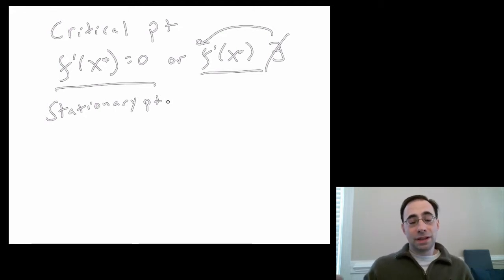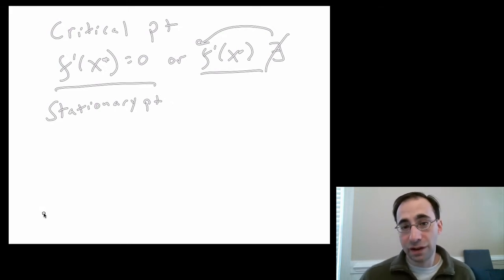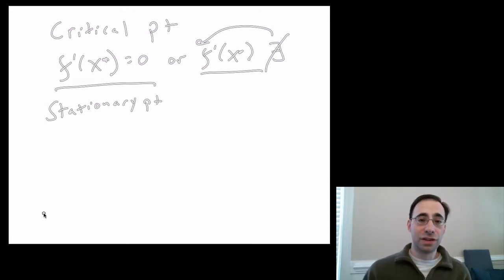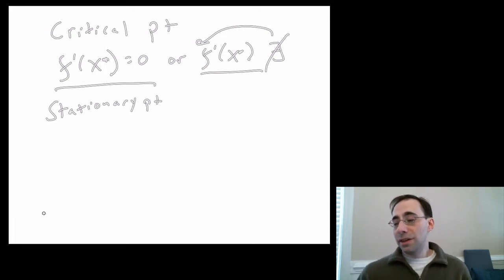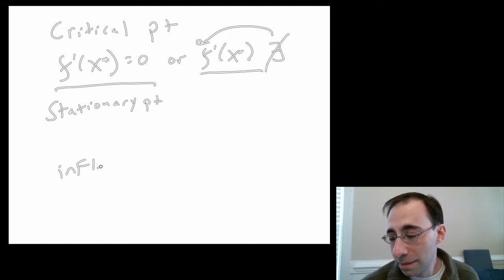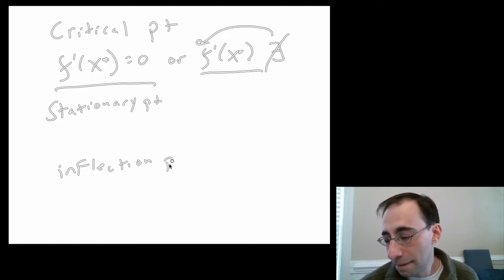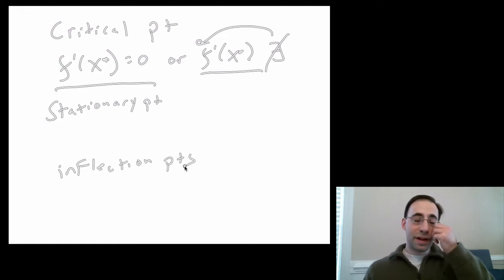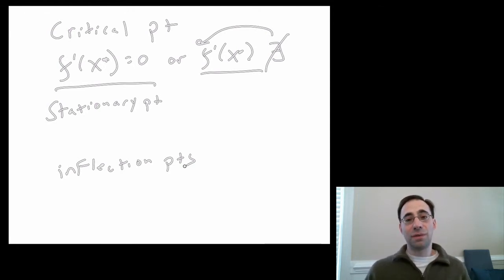Now, sometimes these points are going to end up being extrema, local minima or local maxima. Sometimes they're not. At times when you have a shift from a concave function to a convex function, or a convex function to a concave function, these are known as inflection points. An inflection point is one in which you shift from concave to convex or vice versa.